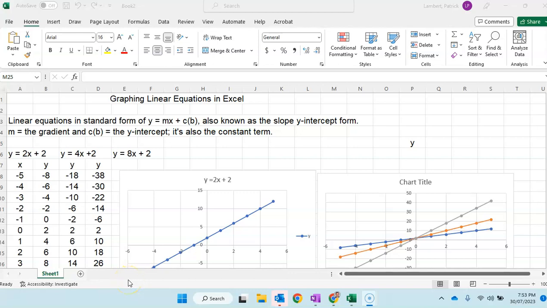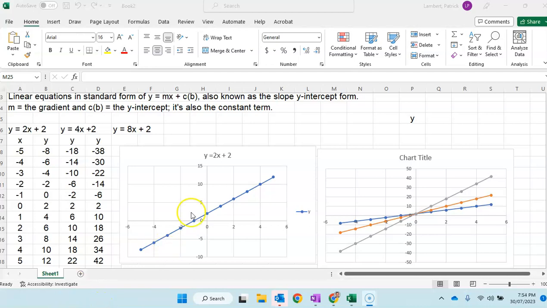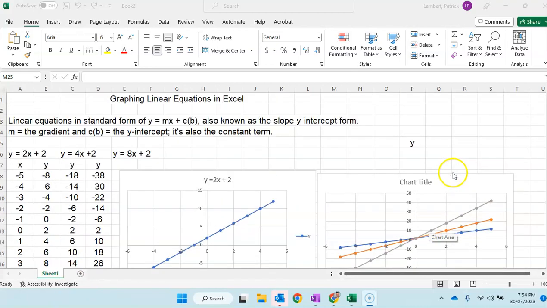In this, our second of two videos looking at graphing linear equations in Excel, we're going to look at what moves the linear graph up and down the y-axis.